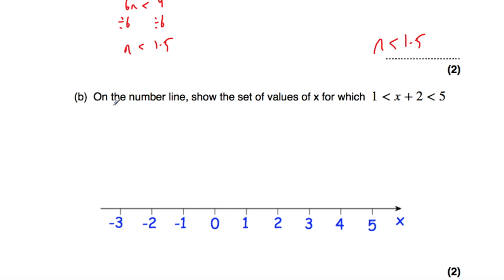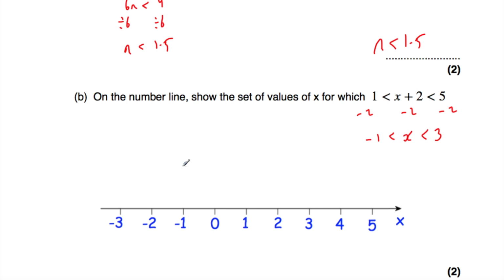Okay, and then part B, it says on the number line, show the set of values of x for which 1 is less than x plus 2, which is less than 5. So here we want to have our x in the middle on its own, so we don't want this plus 2, so let's take away 2 from everything in this inequality. So 1 take away 2 is negative 1, which is less than x plus 2, and we've taken away 2 here, so that's just x, and that's less than 5 take away 2, which is 3. So we've got that x is greater than negative 1, but less than 3.